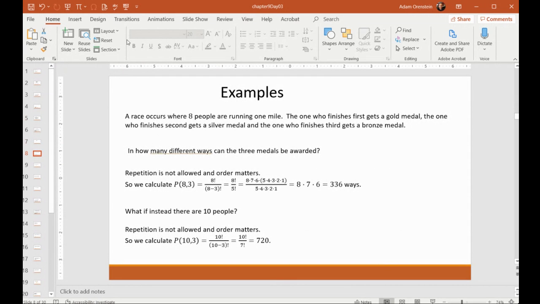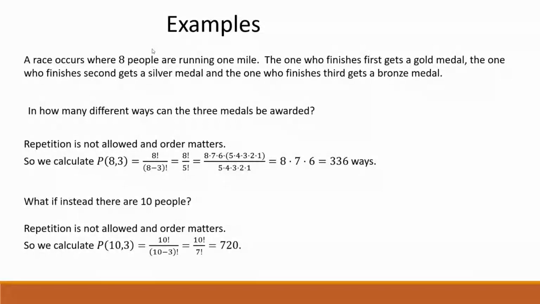Okay, so let's say we have this race example. You have 8 people who are running in a race. They're running, I guess, a mile. And in these kinds of races, usually if you finish first, you get the best prize. You finish second, you get something else, and so on.